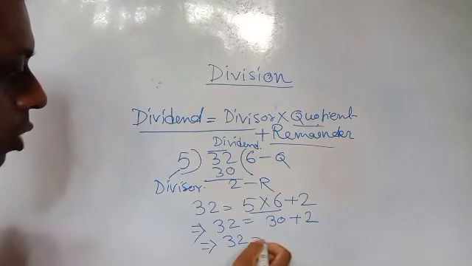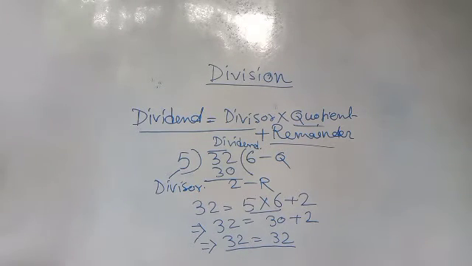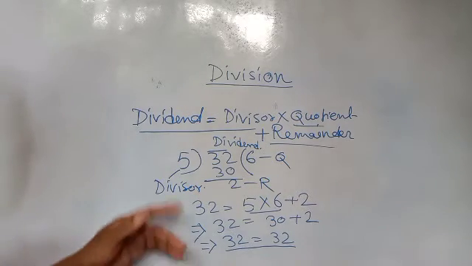That is 32 equal to 32. So if you see both the sides are equal, then you can say that your answer is right. If it is not equal, then there is a mistake. So with the help of this division algorithm, we can check our answer. So what is the way to check the answer?